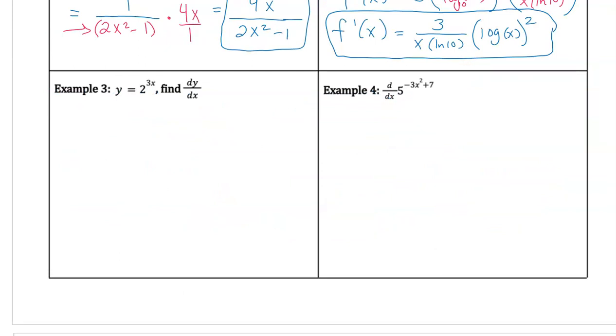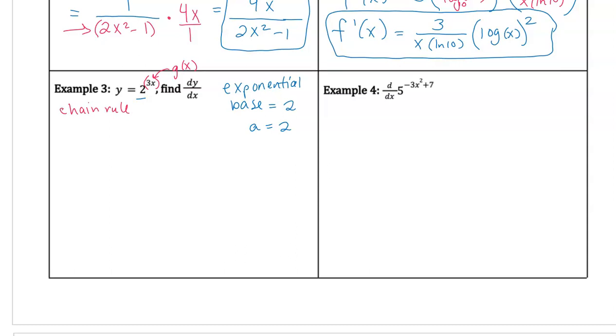Okay, so here in example 3, now I have an exponential function. And in that exponential function, I noticed that my base is 2. So that would be the a part of my formula for the derivative of an exponential function. I also noticed that inside the exponent is a function of x. I have like a g of x function because it's more than just x. It's 3x. So I'm also going to need the chain rule for this problem as well.